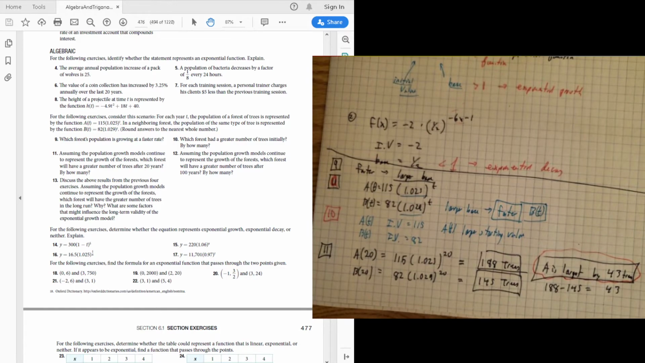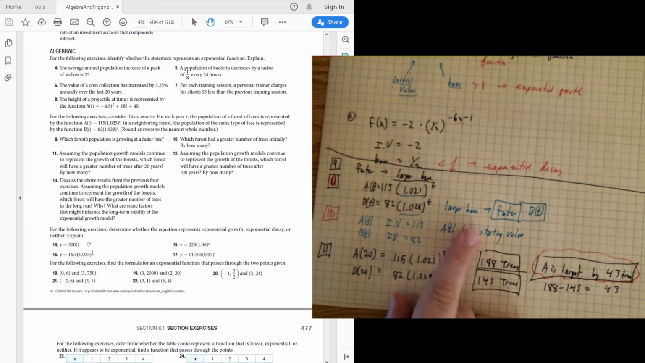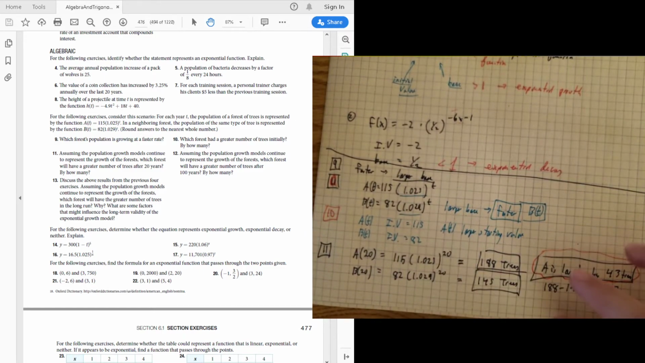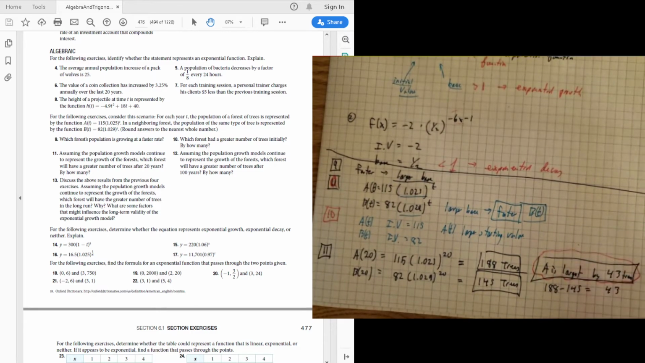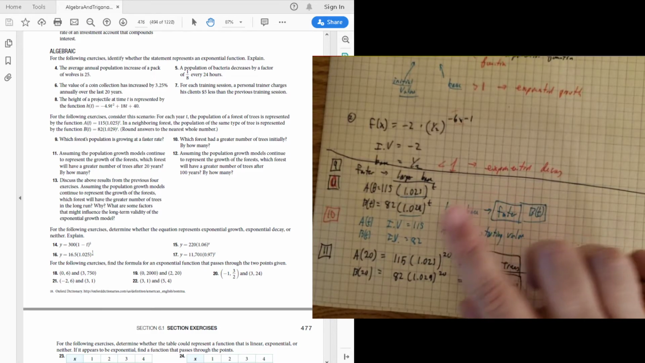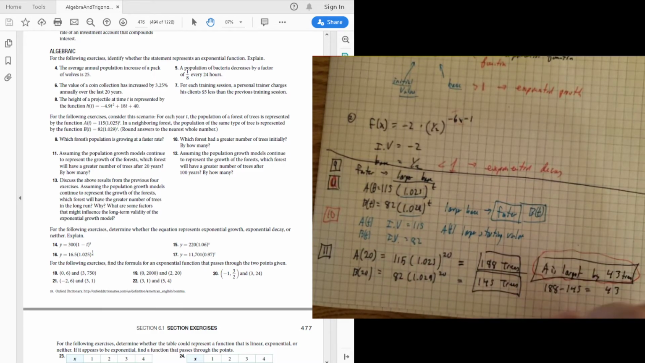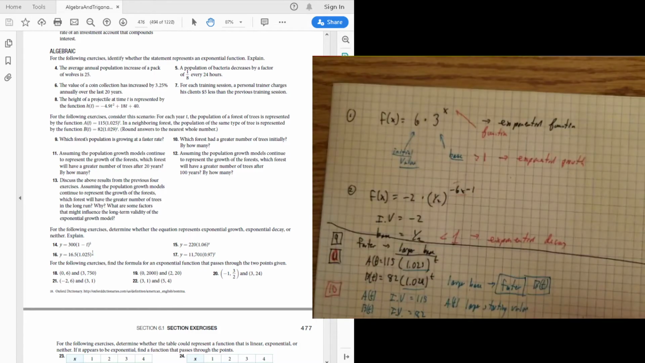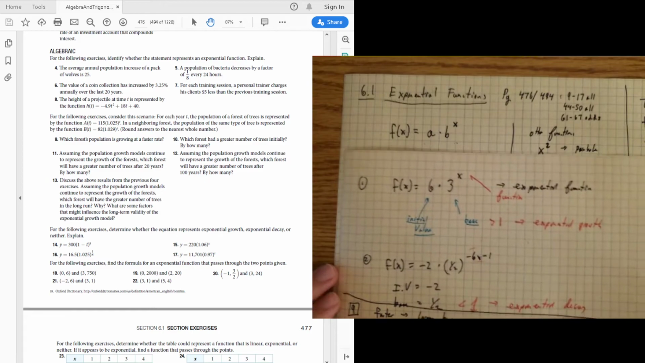Number 12 asks about what happens after 100 years. And here's the thing. B is growing faster. So there's going to come a point where these two end up being the same, and eventually there'll become a point where B ends up being the larger one. And that's what 13 is asking about. But notice how most of your work today and what your final is going to consist of is comprehension of what the heck this formula literally means.